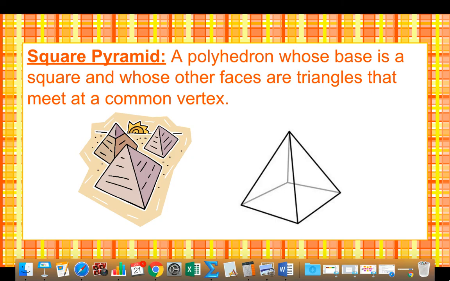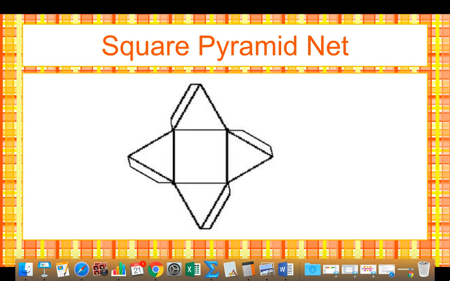A square pyramid, it's a pyramid whose base is a square. And the net for a square pyramid, again, you see that square base, and the sides, which I fold up, would be triangles that meet at the common vertex.